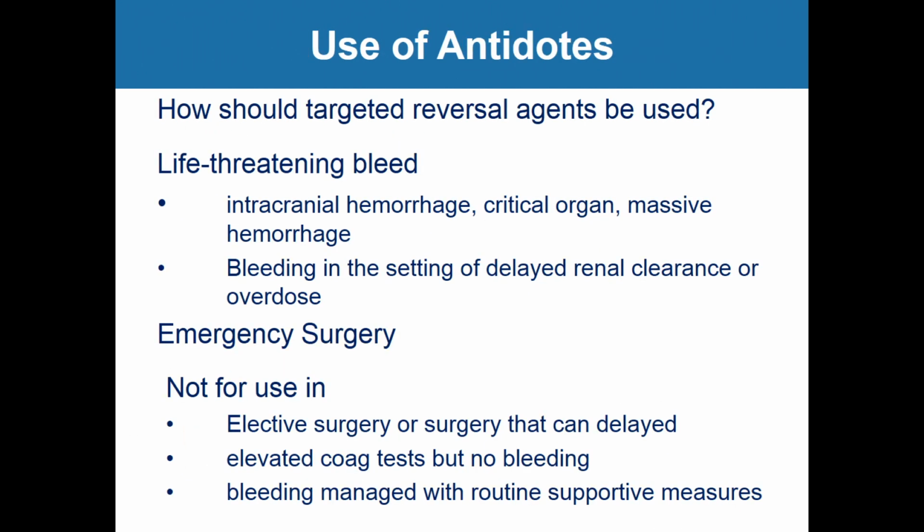So when we have these antidotes available to us to reverse these new drugs, how should these agents be used? At this point in time, with very limited data, those patients who are taking one of the direct oral anticoagulants and have life-threatening bleeding, such as intracranial hemorrhage, bleeding in a critical organ, or massive hemorrhage, or bleeding in the setting of delayed renal clearance or overdose, certainly the use of the FDA-approved idarucizumab for patients taking dabigatran is indicated, or for those patients who require emergency surgery.